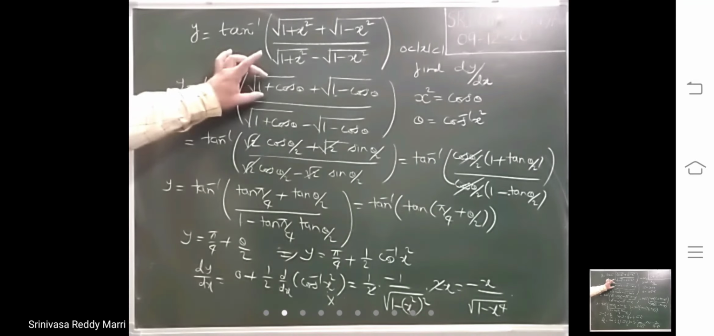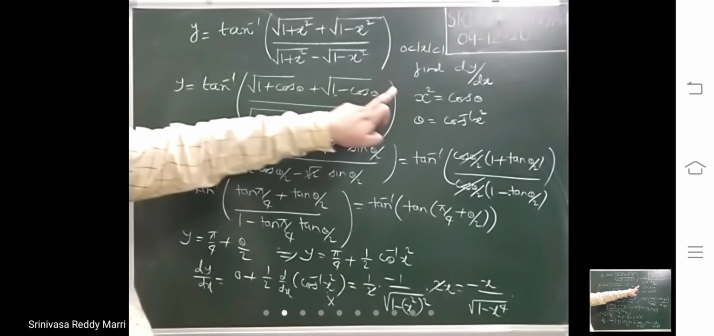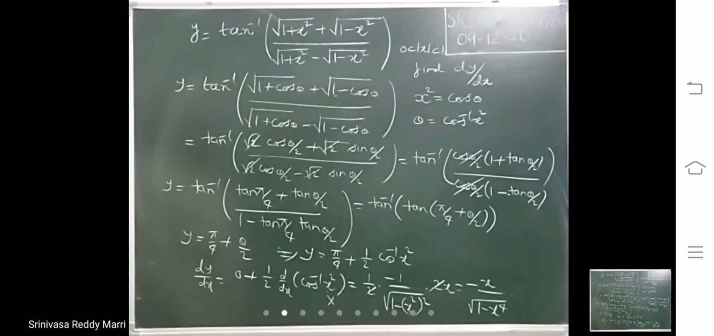Like that, whenever root of 1 plus and root of 1 minus something are there, take that expression as cos theta. Then the expression will be simplified.